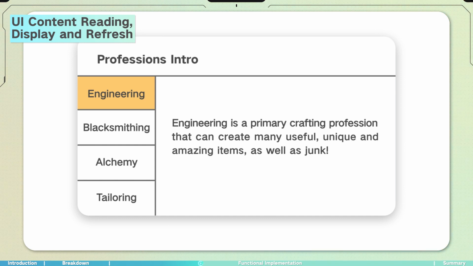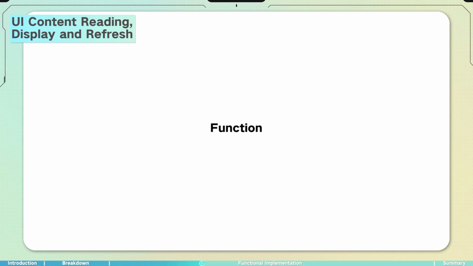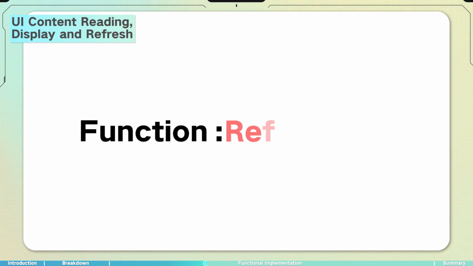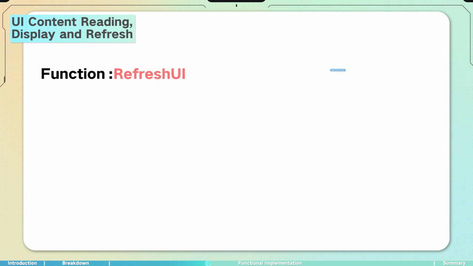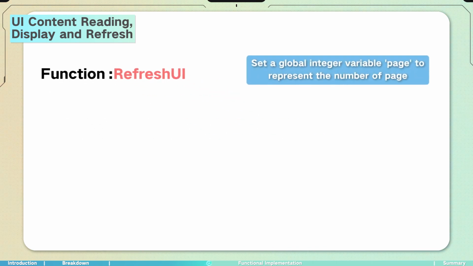To avoid repetitive work, we can customize a function to refresh the UI. In Function Library, add a new function, refresh UI. First, create a global integer variable, page, to represent the number of pages we should display to players.